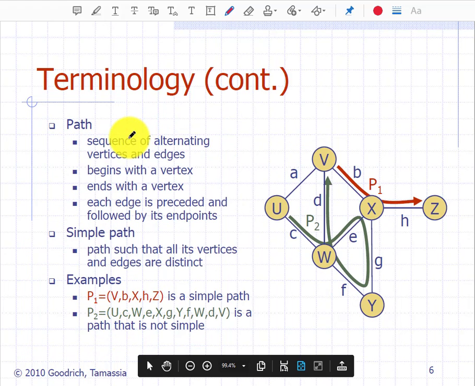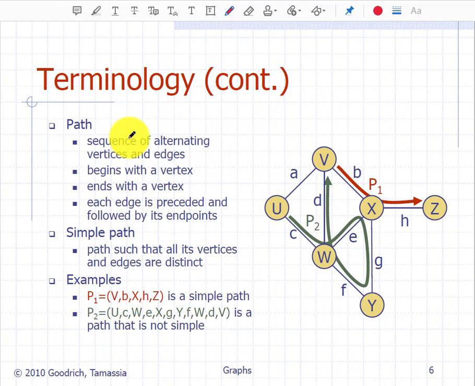So, continuing our terminology, we now speak about paths. Now, I spoke about paths in the beginning of this lecture, but a path is nothing more than a sequence of alternating vertices and edges. So let's look at an example of a path.